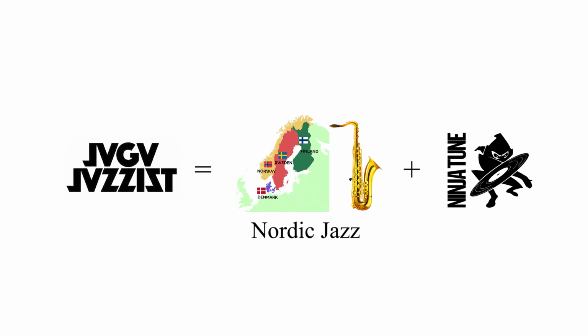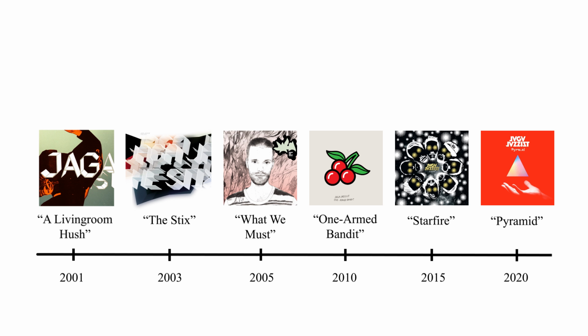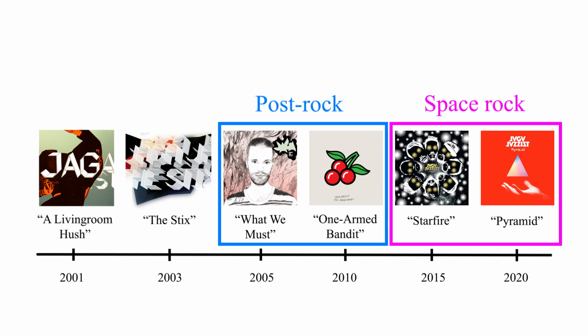Nordic jazz scene and the experimental electronica that's characteristic of the Ninja Tune music label, on which they put out several of their albums. Their more recent albums have leaned in the direction of post-rock or synth-driven space rock, but I want to take a look at a track from their early career 2001 album, A Living Room Hush.